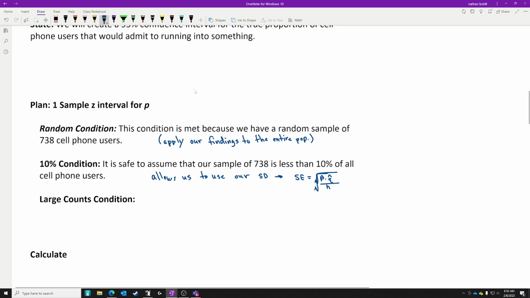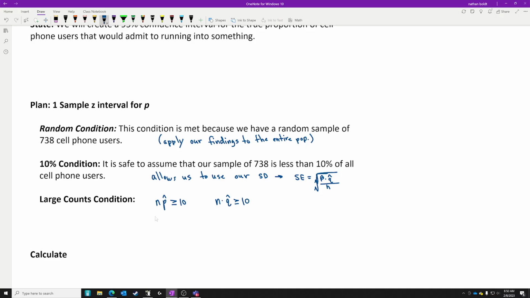And then we have to take a look at our large counts condition. Okay, I'm going to do this one with my pen. So we have to check n times p hat this time. Make sure that is greater than or equal to 10. And we have to check n times q hat to make sure that is greater than or equal to 10.